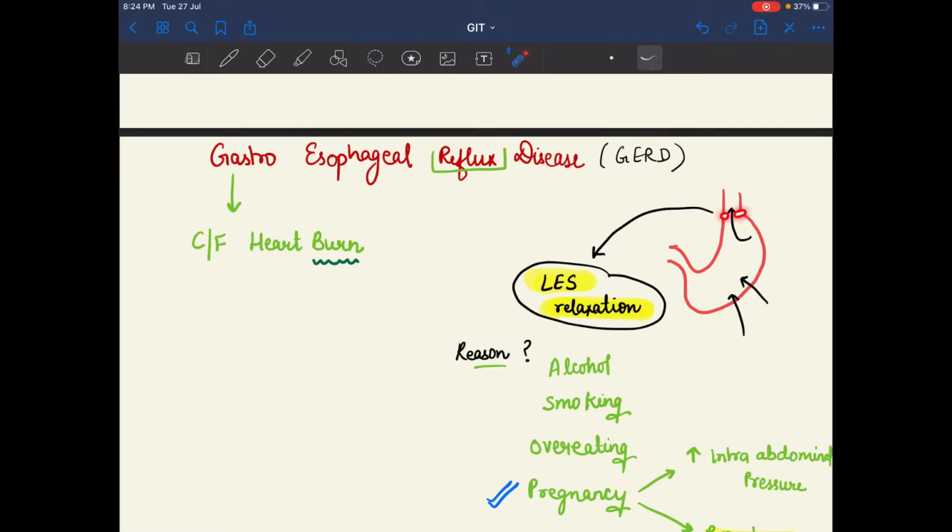These are the sphincters which prevent the entry of HCl into the esophagus. So if they get relaxed, there is entry of HCl into the esophagus, which leads to gastroesophageal reflux disease.